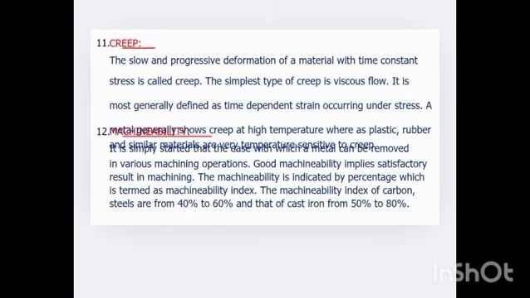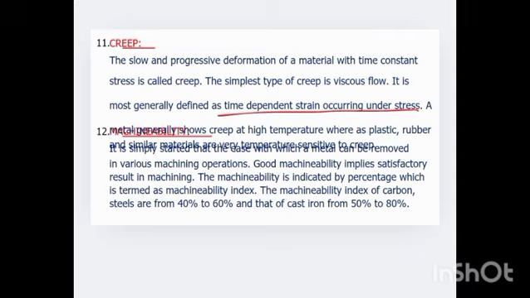Then creep. Creep is a slow and continuous deformation of a material under constant stress over a long time. It mostly occurs at high temperature. It's a time dependent process. Metal shows creep at high temperature, while plastics and rubbers are more temperature sensitive. Creep is considered to be important in turbines, boilers, and high temperature applications.